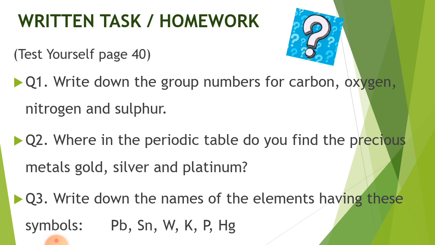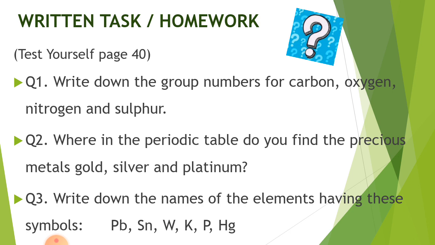So now it's your homework task I am giving to you. Test yourself, page 40 of your book. The first 3 questions you have to do as homework. Write down the group numbers for carbon, oxygen, nitrogen and sulfur. The periodic table is given in your book, page number 138. You can take help from that and you have to write the group numbers of the given elements.